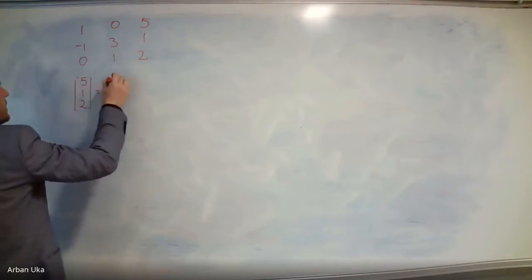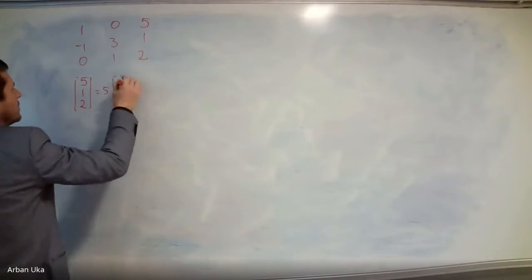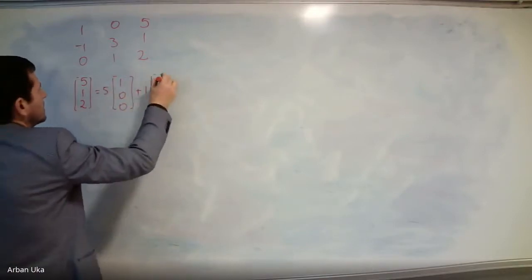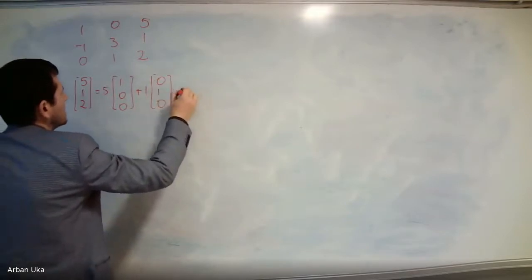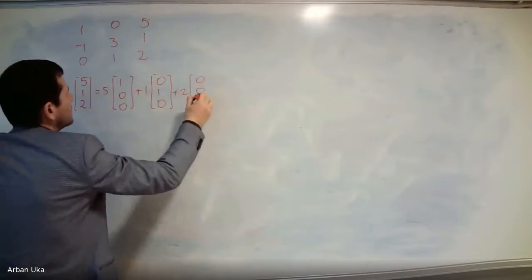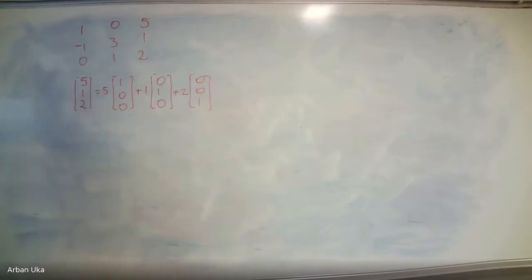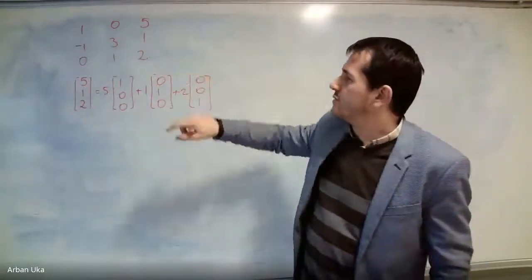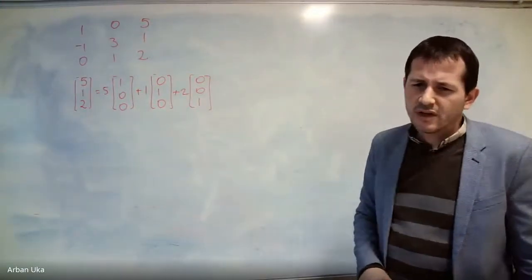Why is this so? 5, 1, 2 is equal to 5 times 1, 0, 0. This is almost trivial. Plus 1 times 0, 1, 0. Plus 2 times 0, 0, 1. Okay, this much we know. That's good. Then let's ask the other question. Can these three vectors or three columns be a basis for our cube?